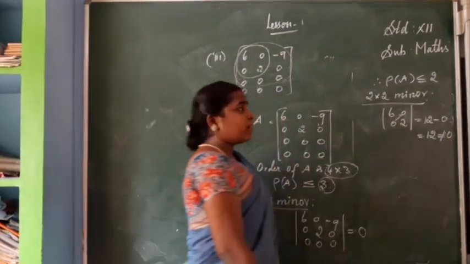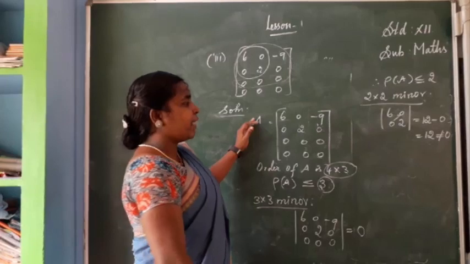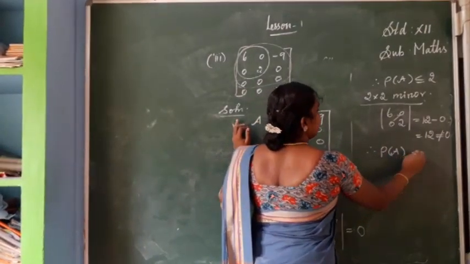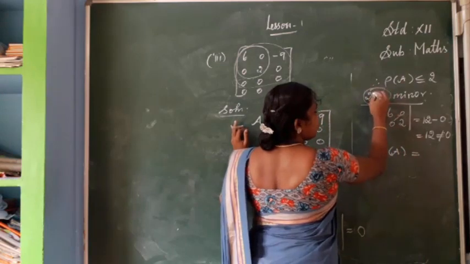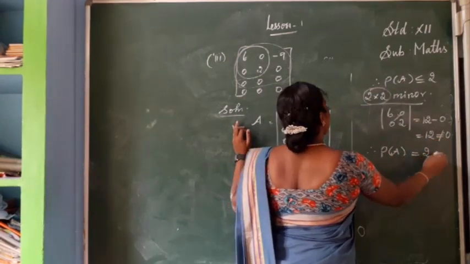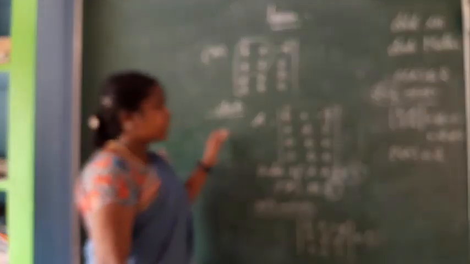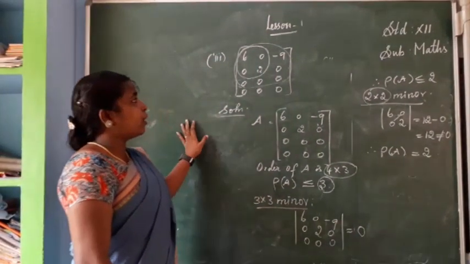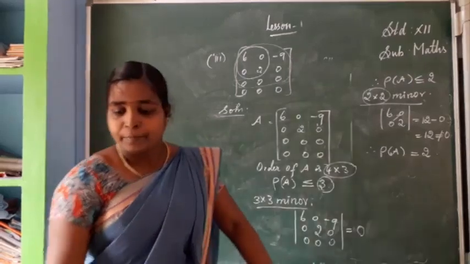Now you say the answer. What's the answer? The rank of the matrix is 2, because the 2 by 2 minor we got is not equal to 0. So the rank of A is 2. That's all. Okay, this is the minor method. Next we are going to see the row reduction method.